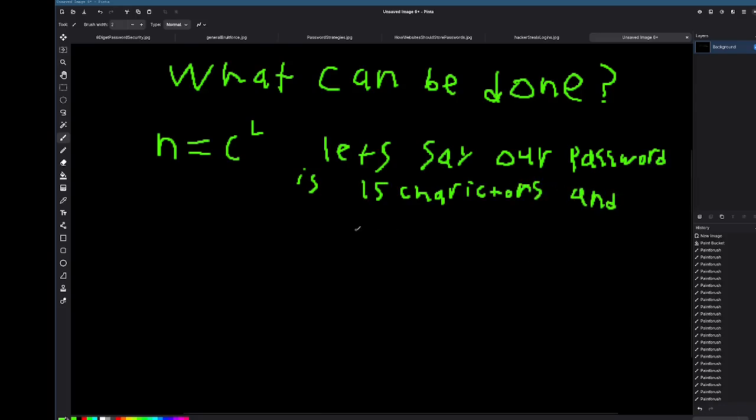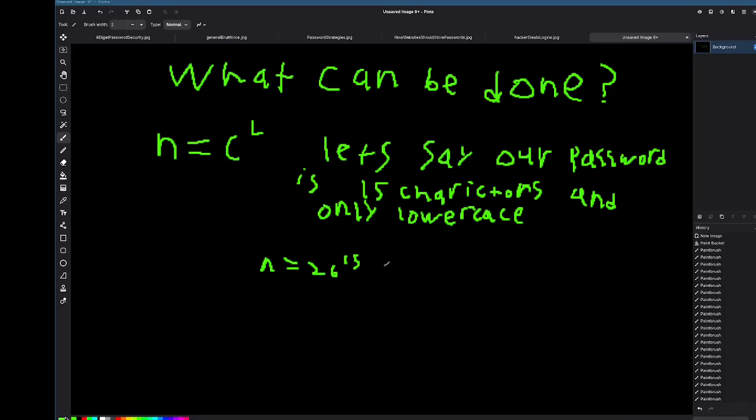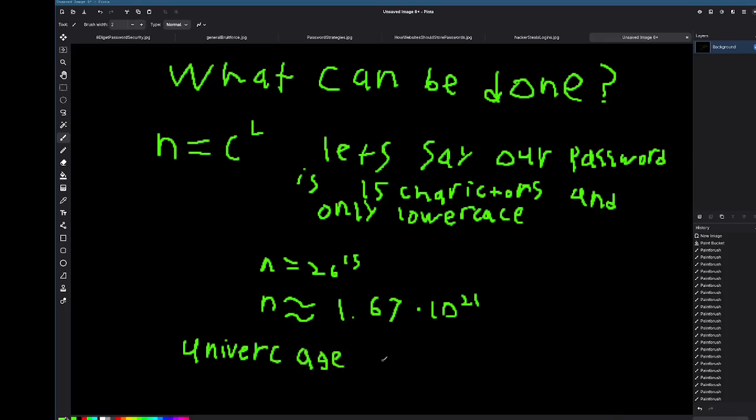So let's say we had a password that only had lowercase letters in it as far as character choices, but it was 15 characters long. We'd have n equals 26 to the 15th power. And if I put this into a calculator, that gives us n equals approximately 1.67 times 10 to the 21. Now, the age of the universe in seconds is approximately 4.36 times 10 to the 17th. That's not quite as secure as it sounds, because I actually did the math, and that Redditor's setup would actually crack this in about 72 years.